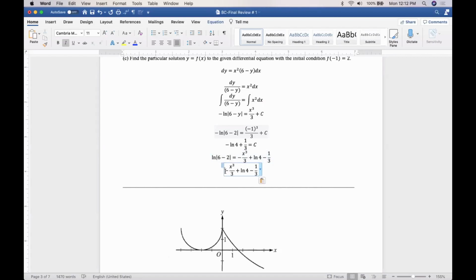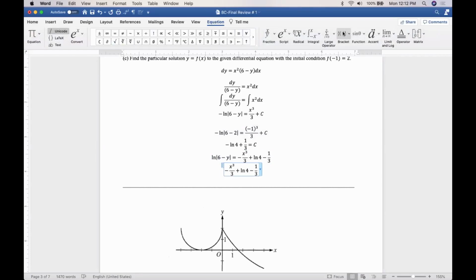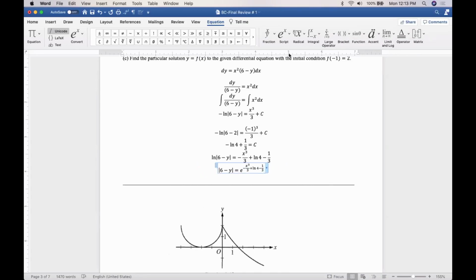6 minus y. Oh, I forgot. This is supposed to be a y. Okay, one second, please. Equation. 6 minus y equal to e, right? e raised to all that. And this is not there. Is that right? Yeah. What happened?